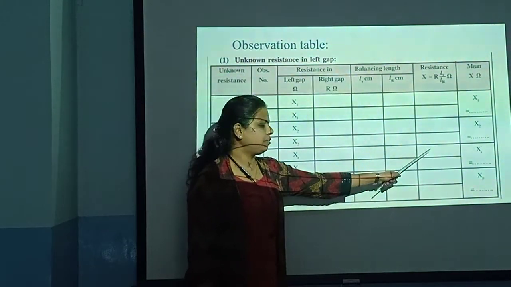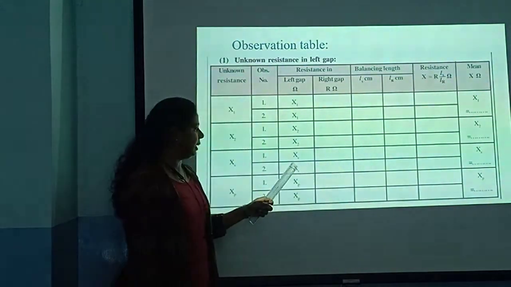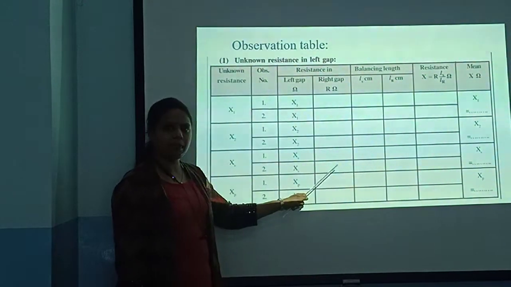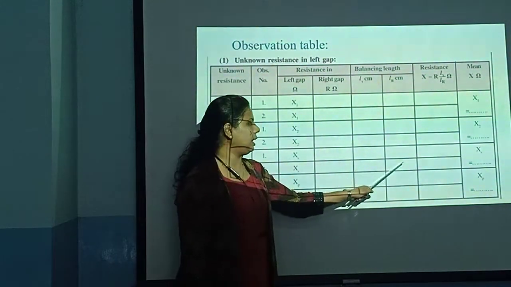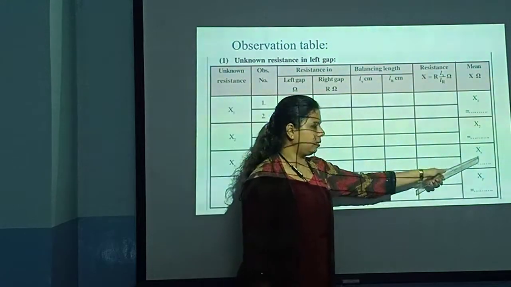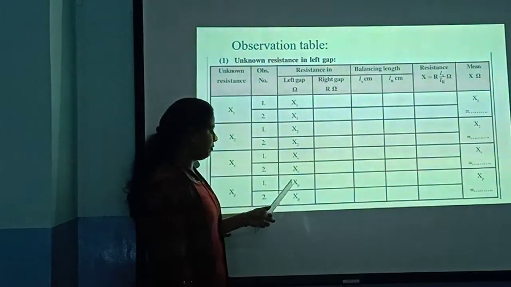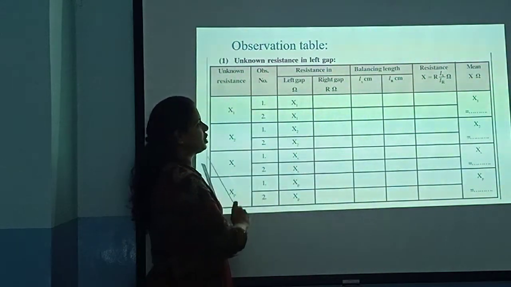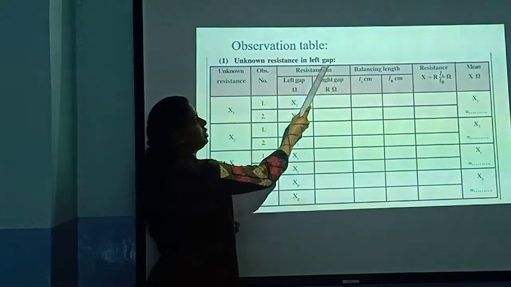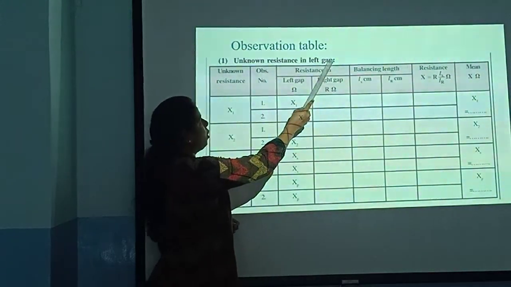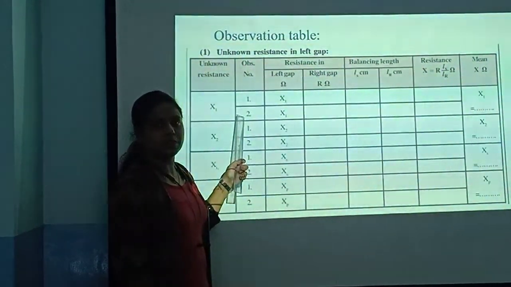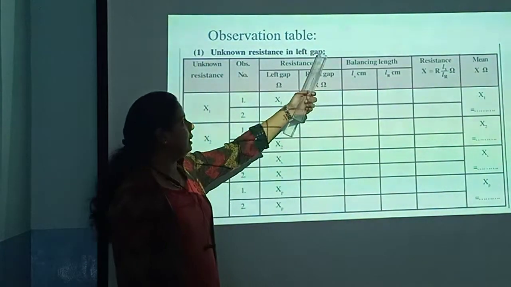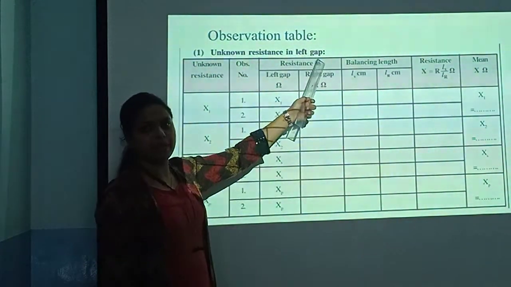And find out the X. After that, again with the same combination, now in this right gap 10 ohm resistance. Again Lx, again Lr, again X, find out the mean. So this step again we have to find out with the parallel combination also. So this is one observation table when we are playing with only the left gap. Concentrate on this. We are connecting the unknown resistance in the left gap.